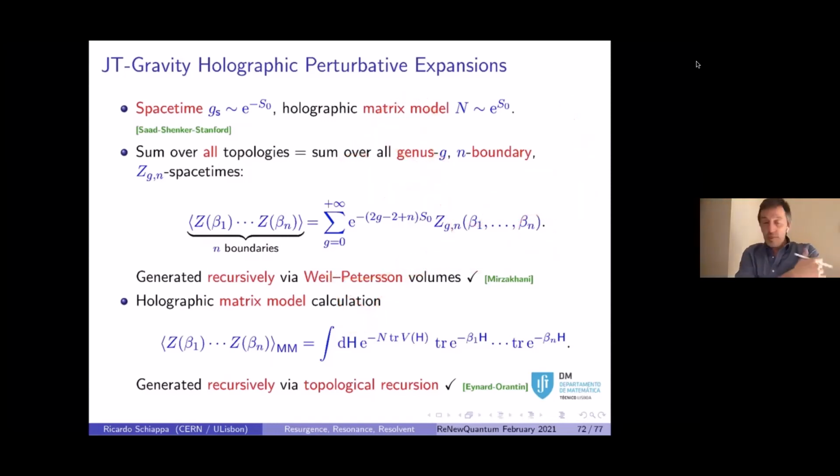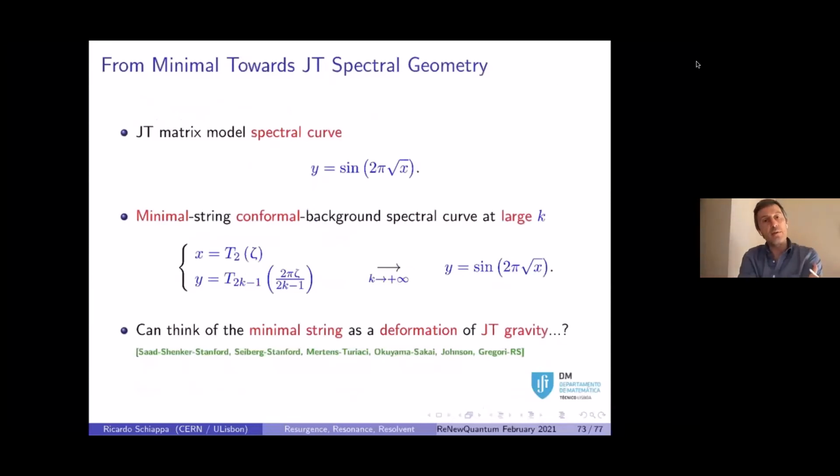And the underlying reason why holography is working very well was actually shown by 2 of our collaborators in the RC, which is that the recursion of Weil-Petersson volumes due to Mirzakhani is actually matching the topological recursion of a very specific matrix model. And the matrix model spectral curve is the one that I've shown you here.